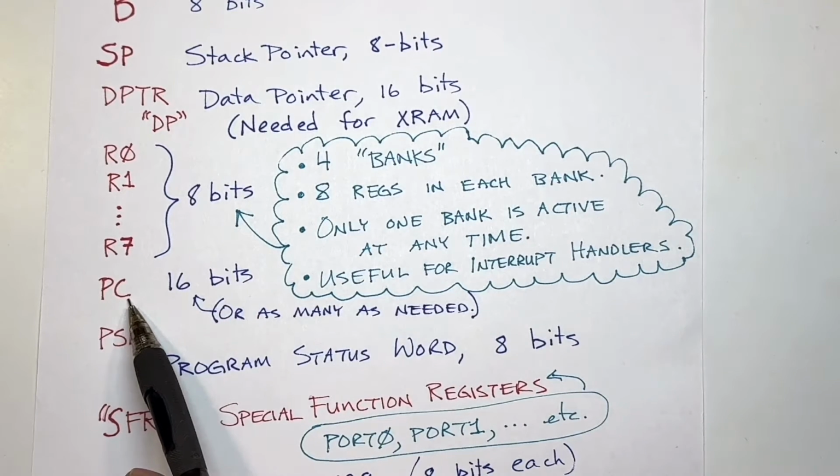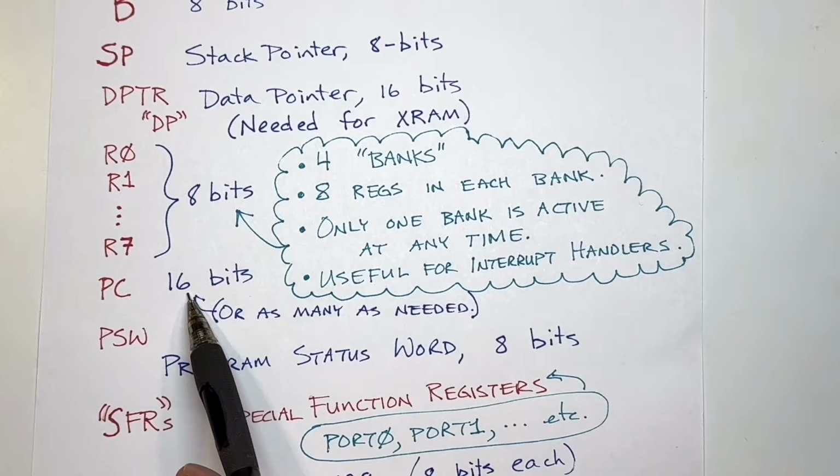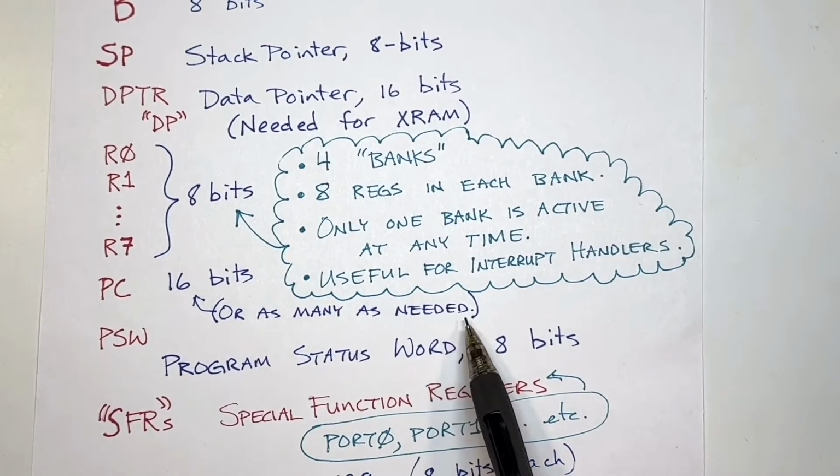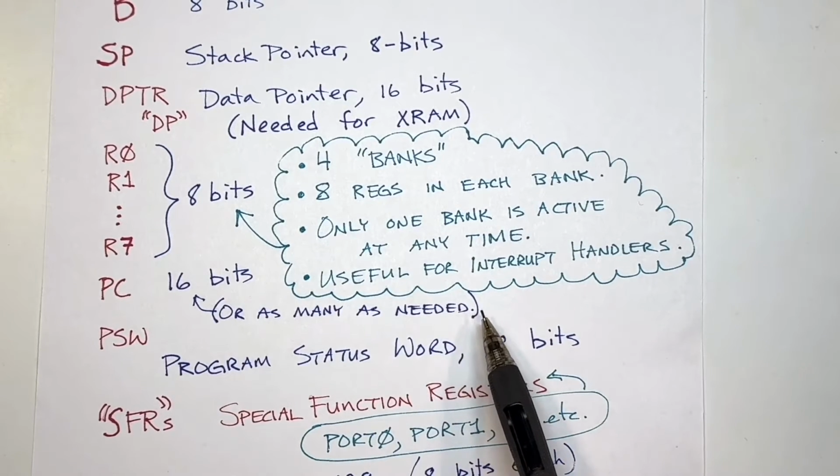We have a program counter that can be up to 16 bits, but as the flash memory on the chip is limited, we don't really need as many as 16 bits to address.